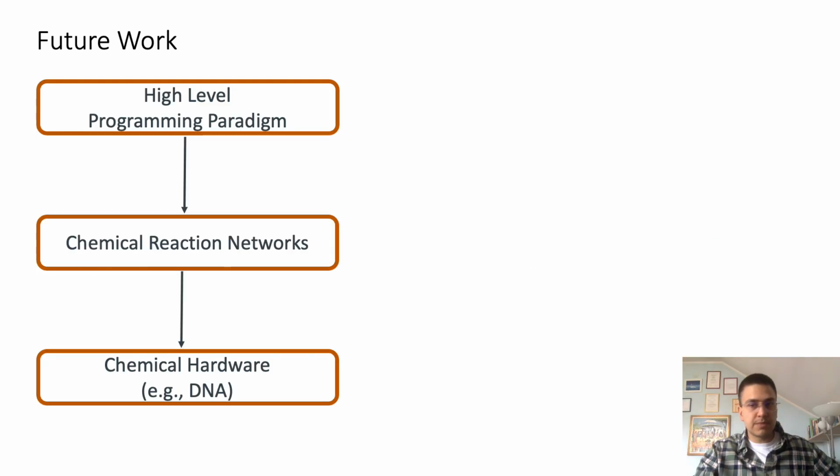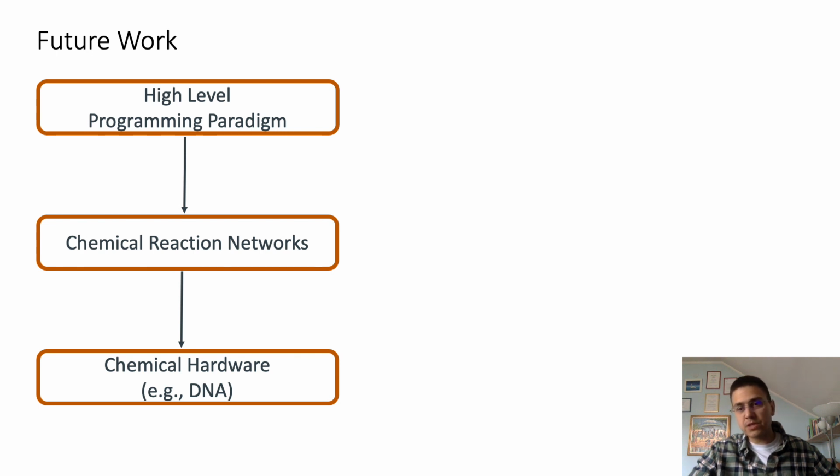Now, a couple of words about future work. So I imagine in designing chemical computation that we will have different abstraction layers similar to what's found in programming electronics nowadays. So at the top, I imagine having a high-level programming paradigm which makes it easy for a user to describe desired intent. Then we will have compilers from that level to chemical reaction networks, and this is an abstract layer, as well as compilers from this level to chemical hardware such as DNA.